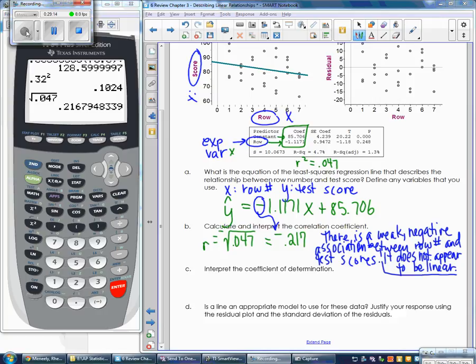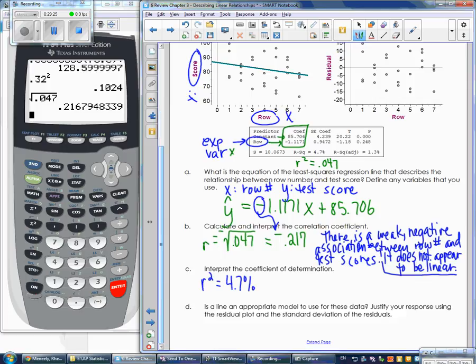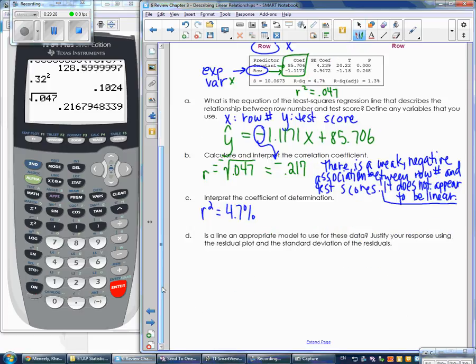Now it says to interpret the coefficient of determination. So that goes back to our r squared value, and you can leave it as 4.7% if you want. Remember, r squared is giving us the percentage of the variation in our y variable that can be explained by the regression equation on x. So we're saying only 4.7% of the variation in the test scores can be explained by, or predicted by, the regression equation on row number.